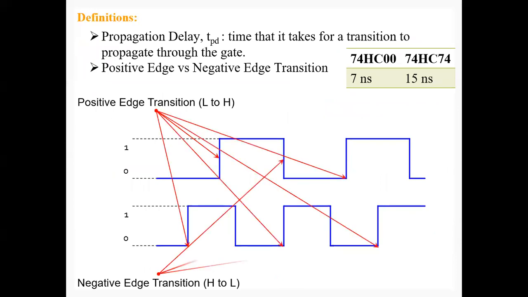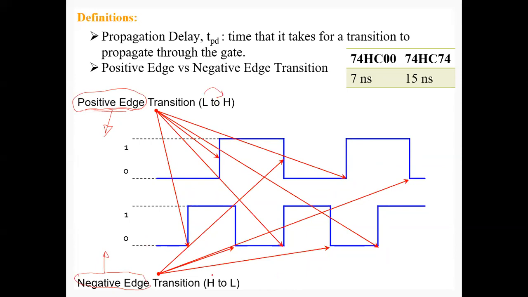So, some other definitions also. Here I'm going to talk about positive edge transition and negative edge. I'm going to define two terminologies here: positive edge and negative edge. Those are the transitions. Positive edge transition you can call L to H, low to high, and this transition you can call high to low.